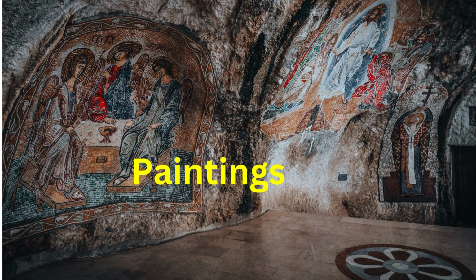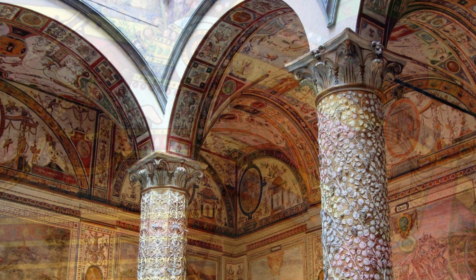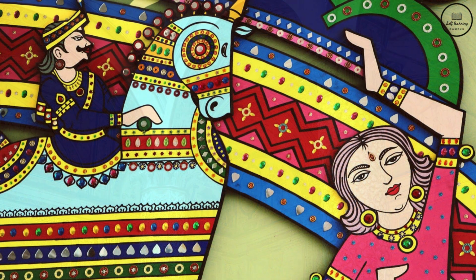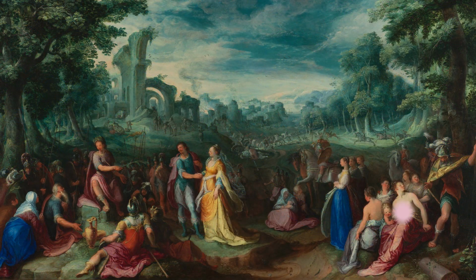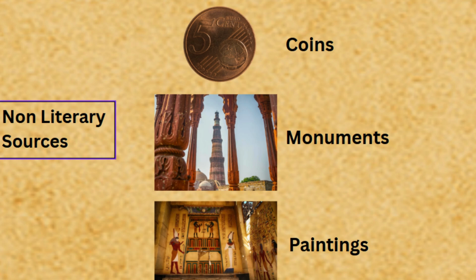Paintings. Painting is also an example of one of the non-literary sources. They illustrate the artistic processes of that time. These paintings also tell us about the nature of the society, the way of dressing, the customs followed, important events, and the life of common people. So now we came to know what a non-literary source is and what its examples are in detail. Now let's move further.